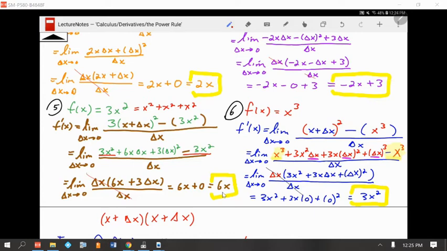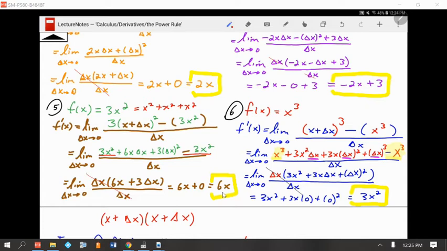Anyway, notice the answer for 6 is 3x squared. If you need to go back and read all that, oh, Marty, look what you did. Sorry, let me fix this. That's a cube right there. I wrote a square because I've been in square mode. The function is x cubed. I have to do x plus delta x cubed minus x cubed.